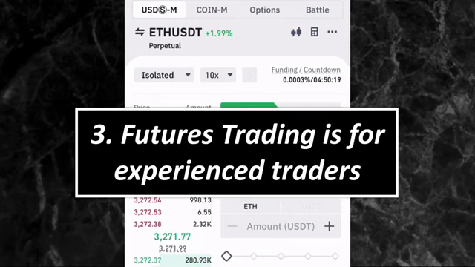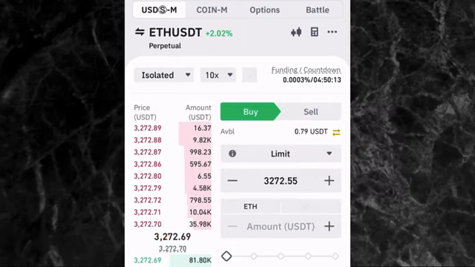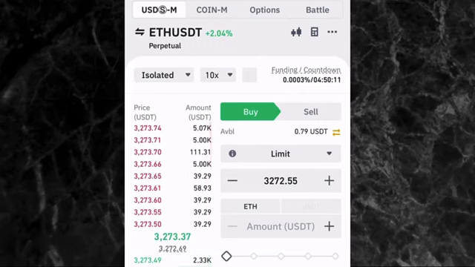Number three is futures trading is only for experienced traders. Now, what I mean by this is if you have never done any kind of trading before, any kind, don't go into futures trading yet. So these are the three important things I need you guys to know before we go into this tutorial. Now that you know these three things, let's start.